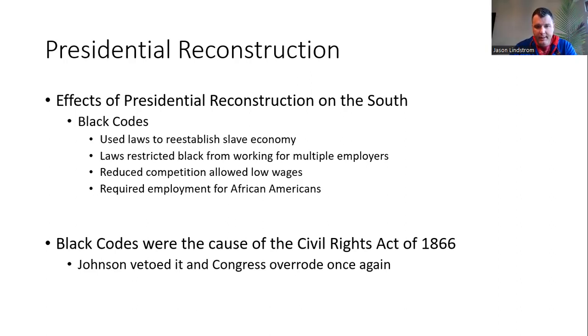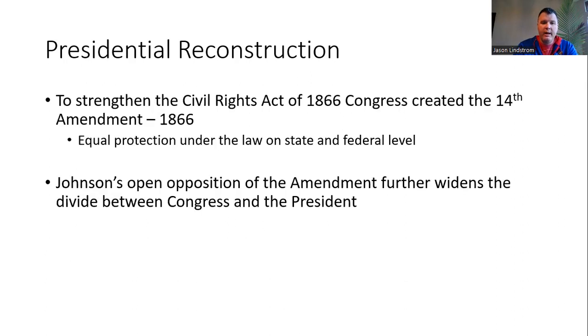Okay. Black codes were the cause of Congress passing something called the Civil Rights Act of 1866. President Johnson vetoed this, and Congress overrode it once again. And so the Civil Rights Act gives basic rights to African Americans in the South. The problem Congress sees with this is it's just a bill from Congress, and bills can be changed year to year. It doesn't matter, right? What is more permanent is a constitutional amendment.